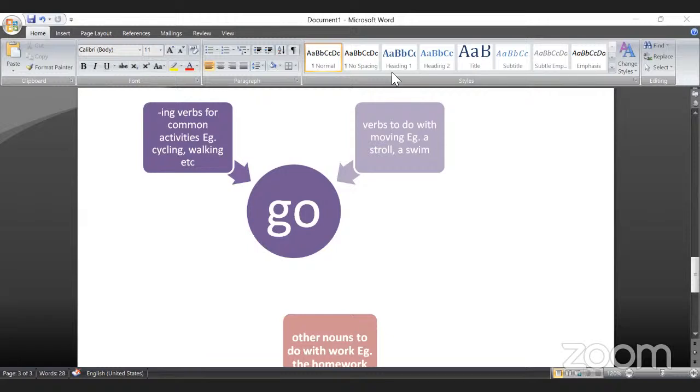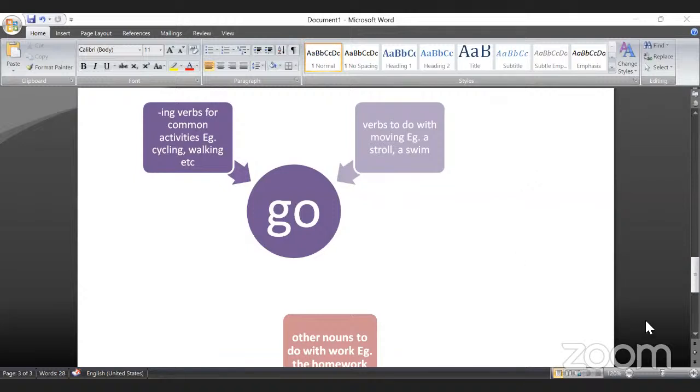Right. So, no, not go away. Away is not a noun. Away is a preposition, right? The second category that goes with the delexicalized verb go is the verbs to do with moving. Okay. So this one will particularly also have a preposition along. So go for a stroll, go for a ride, go for a swim, right?